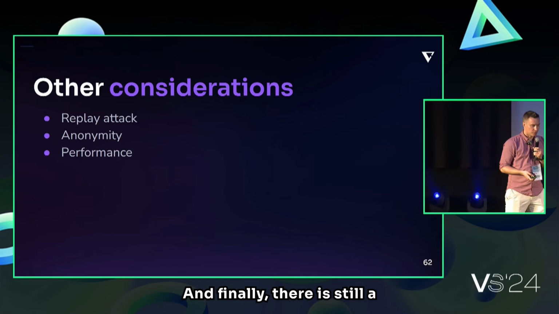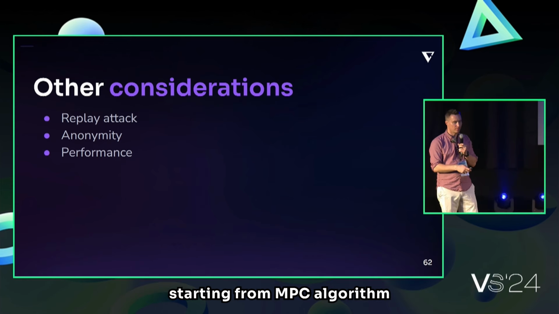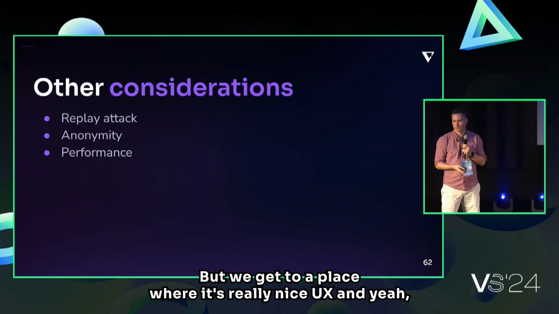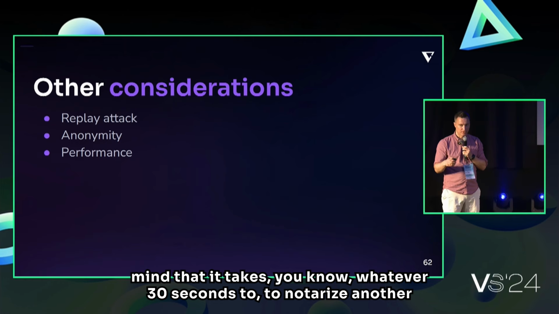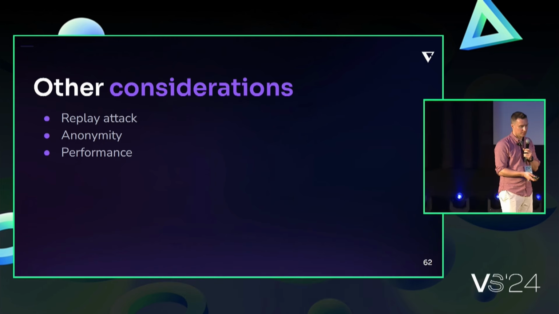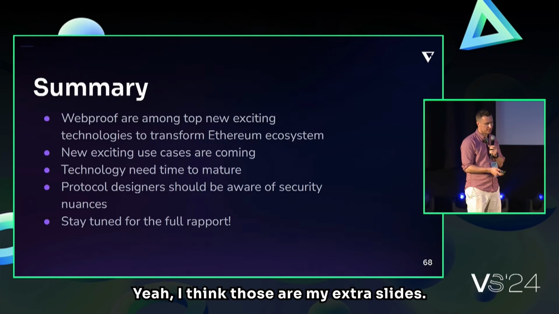And finally, there are a lot of performance improvements that have to happen across the whole stack, starting from the MPC algorithm all the way to how we settle that on the blockchain. I think that's going to be a long ride, but we'll get to a place where it's really nice UX. So that's another bunch of considerations we have to keep in mind: it takes, whatever, 30 seconds to notarize, and some amount of time to calculate ZK if you do calculate ZK. That's something you should think about when designing protocols. Yeah, I think those are my extra slides, so I'm going to skip them.